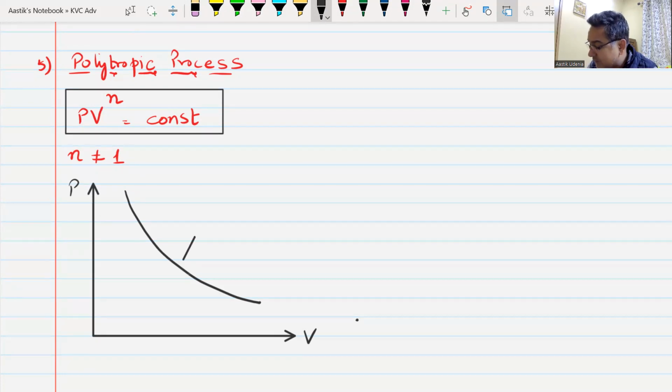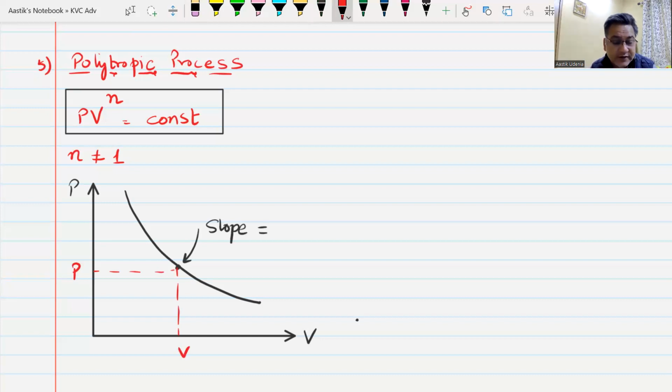What will be the slope of this PV graph? At any point, if you find out the slope, what would be the slope of this graph at any point? Let me call the volume as V and the pressure as P. Now, from whatever we have studied so far, you must be able to tell me what will be the slope of this PV graph at any point where the volume is V and the pressure is P. What will be the slope of the PV graph for this polytropic process?